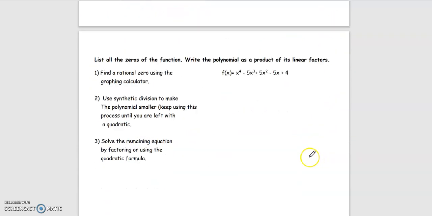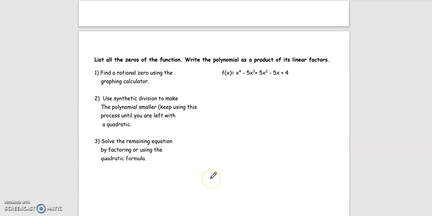For these next examples, we're basically going to do what we did in our roots lesson. We're going to find a rational zero using our graphing calculator, and then use synthetic division to make the polynomial smaller, and keep using that process until we're left with a quadratic. So we'll probably do synthetic division twice, and then the remaining equation we will factor or use the quadratic formula if it's not factorable, to get our final answers.